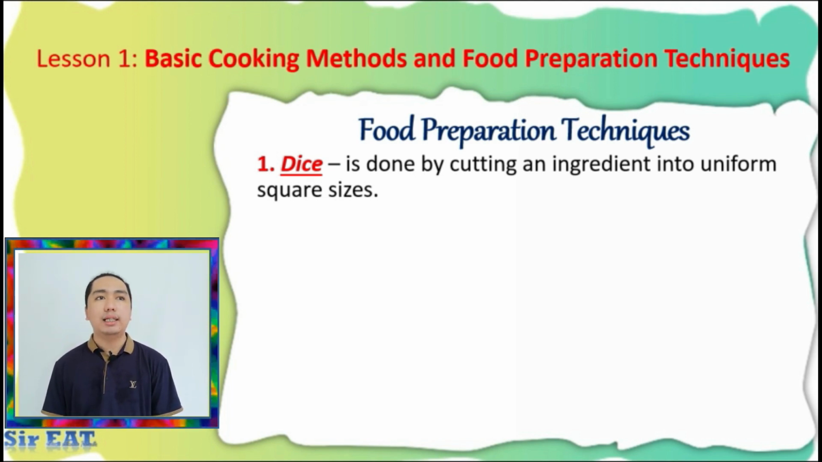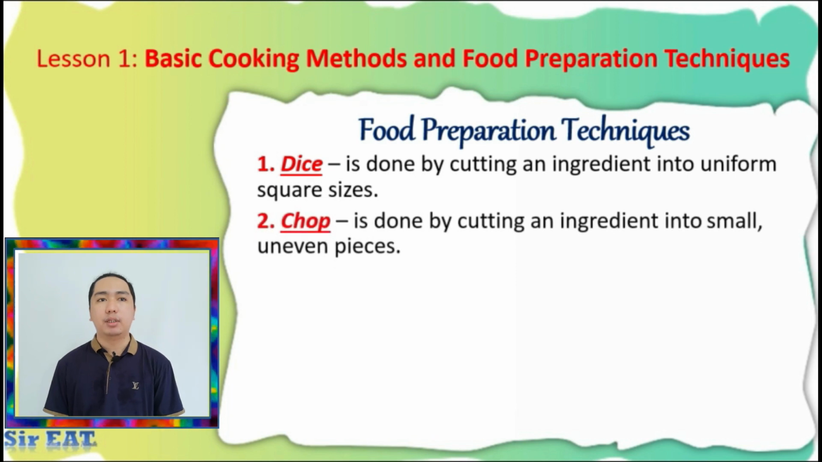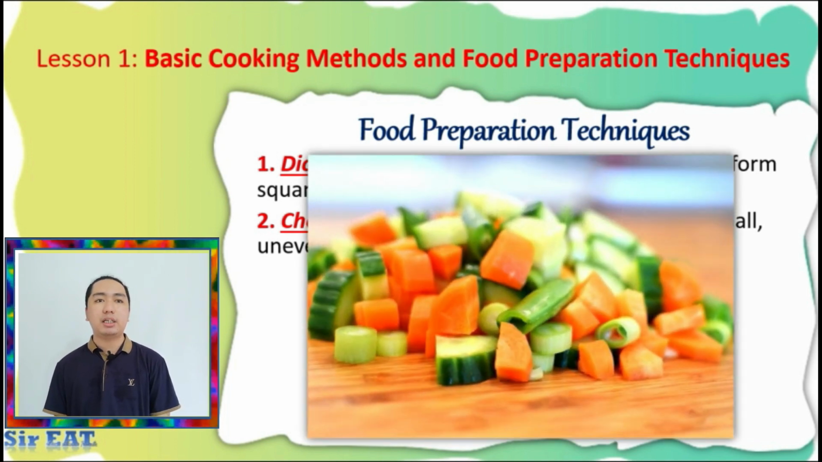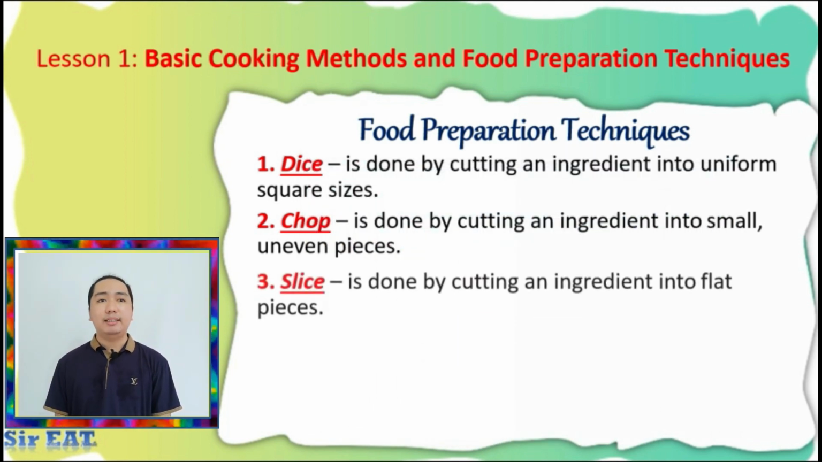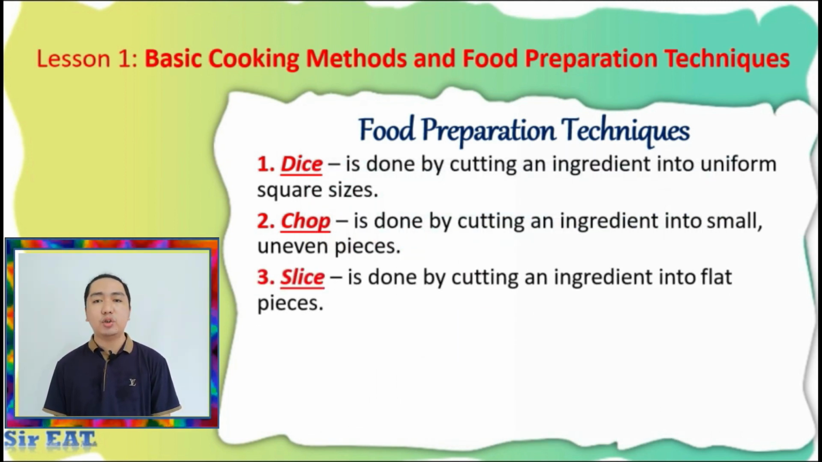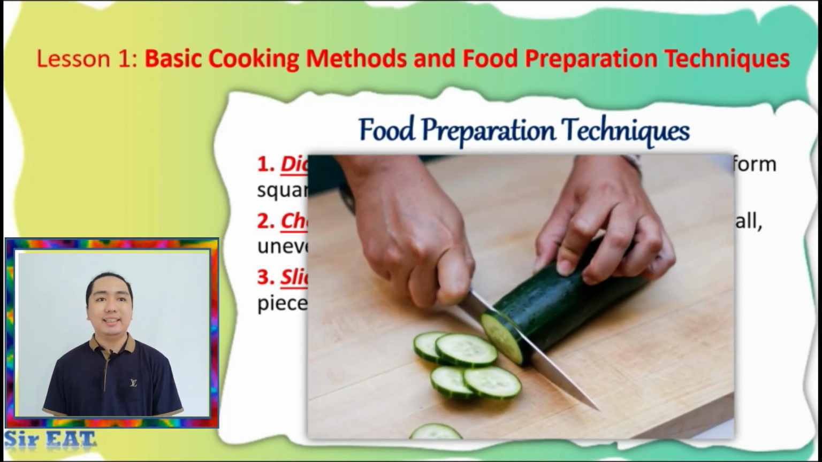Number 2, let's have the chop. It's done by cutting an ingredient into small uneven pieces. This is typically larger than mince and dice. Next, number 3, slice. It's done by cutting an ingredient into flat pieces. This is commonly used in preparing vegetables for sauté.